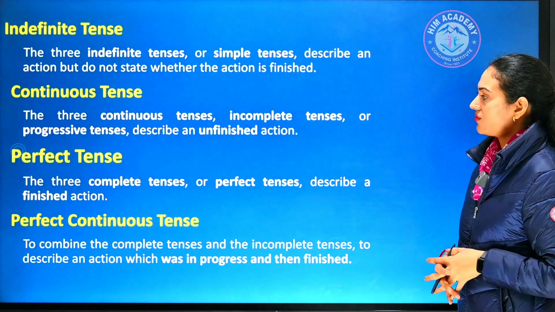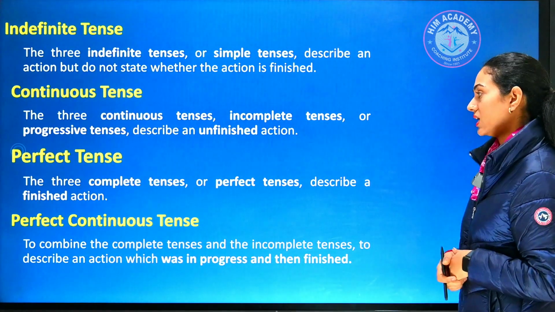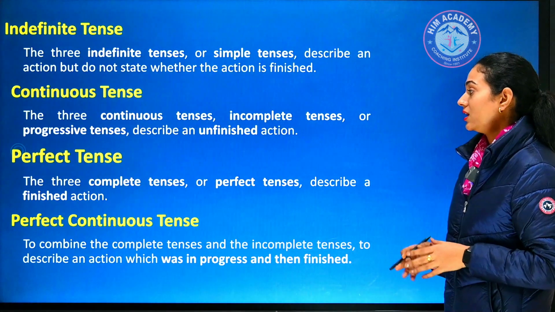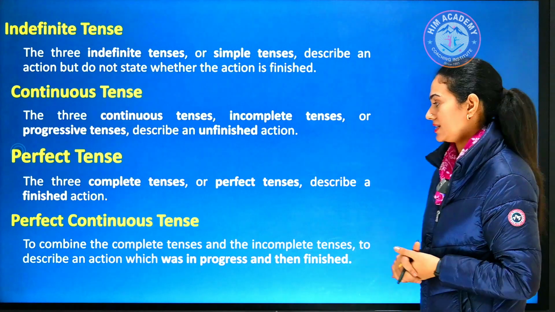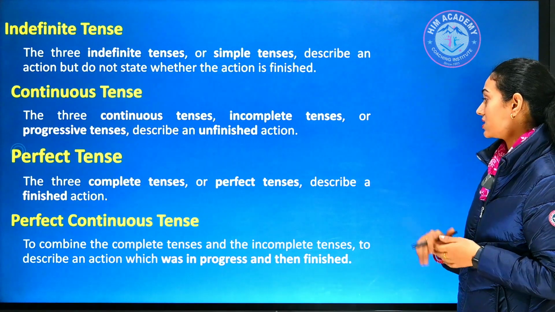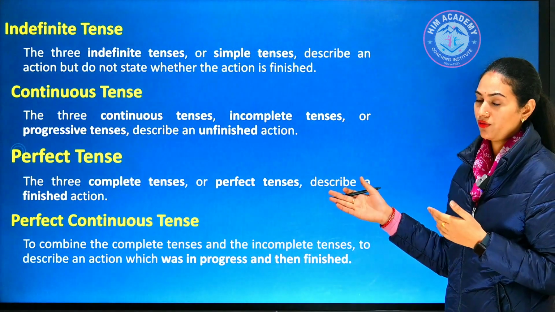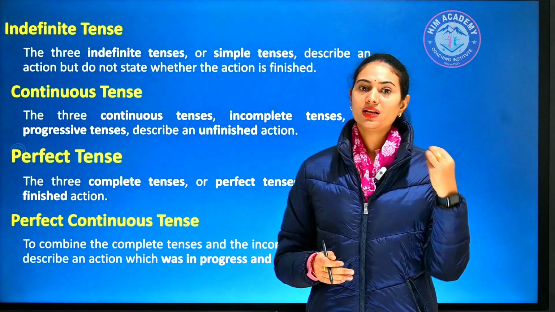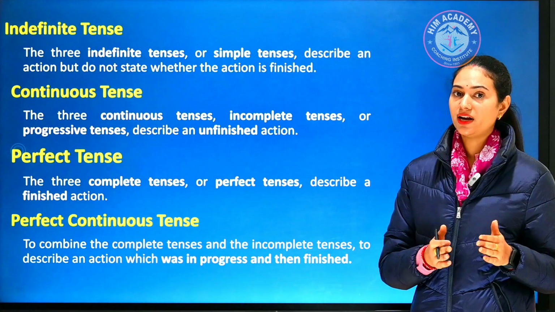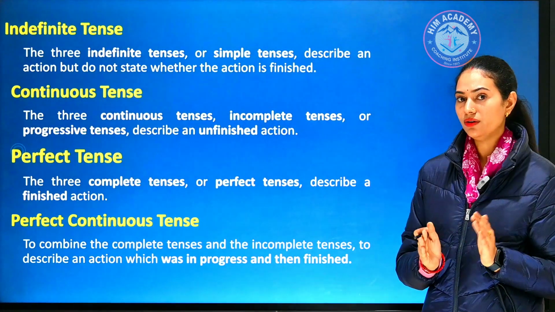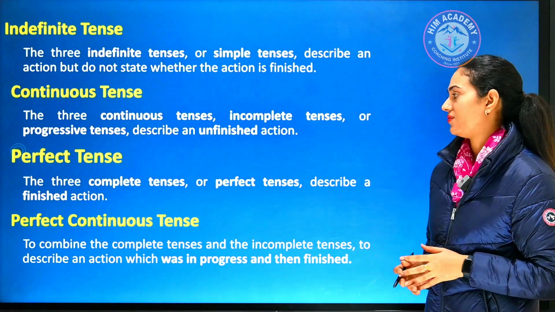Now the third tense is perfect tense, in which the completion of an action is shown. Perfect tenses describe a finished action. For example, we say someone has done this work already. Actions which have already been completed by the verb are counted in perfect tense.